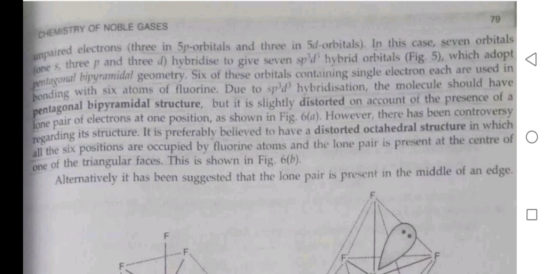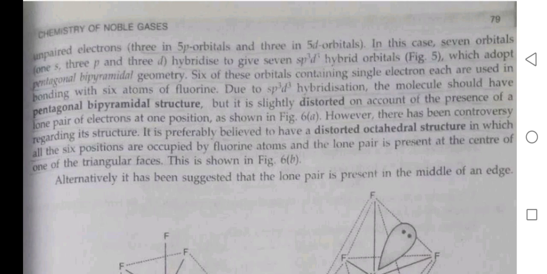Due to sp3d3 hybridization, the molecule should have a pentagonal bipyramidal structure, but it is slightly distorted on account of the presence of a lone pair of electrons at one position. However, there has been controversy regarding its structure. It is preferably believed to have a distorted octahedral structure in which all the 6 positions are occupied by the fluorine atoms and the lone pair is present at the center of one of the triangular faces.